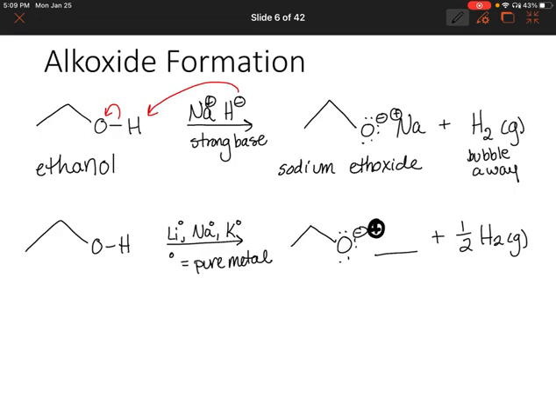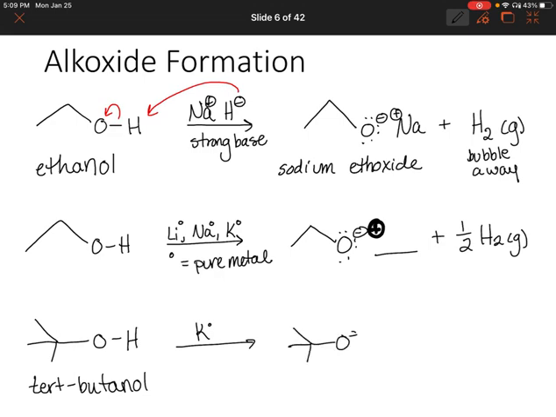So this is actually one way that you can make tert butoxide, which is something that we've used a lot of in elimination reactions. I was going to draw tert butoxide, but I want to start with the alcohol. So this is tert butanol. And let's say we add pure potassium here. We would end up with potassium tert butoxide.